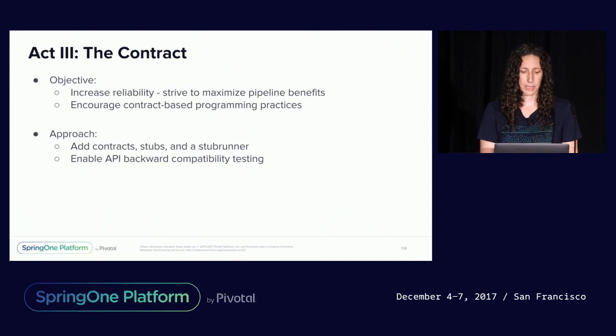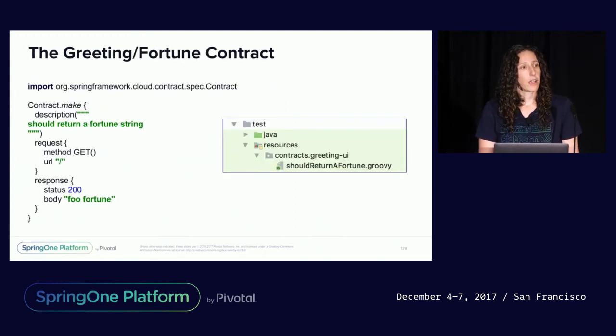In the contract, we're increasing reliability. We're going to strive to maximize the benefits that we get out of the pipeline, and we're going to encourage contract-based programming across our development teams. We're going to do this by adding contracts, stubs, and a Stubrunner, and we'll enable API backwards compatibility testing. So we start with a contract.